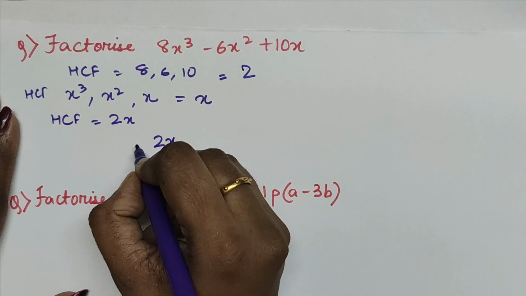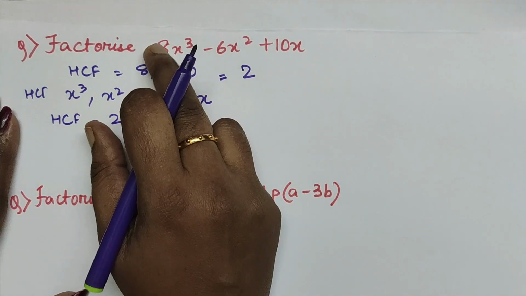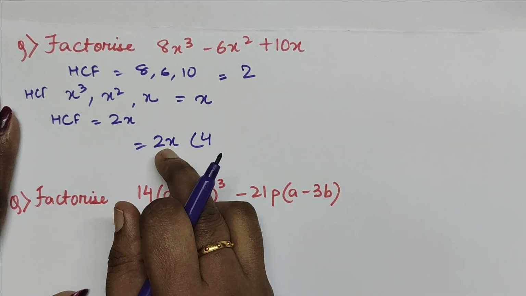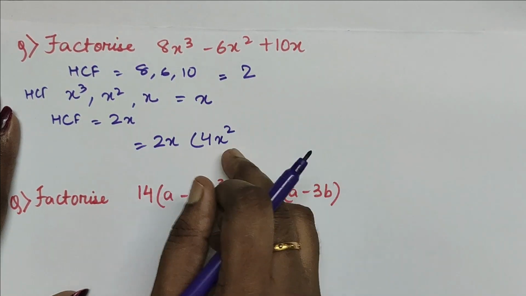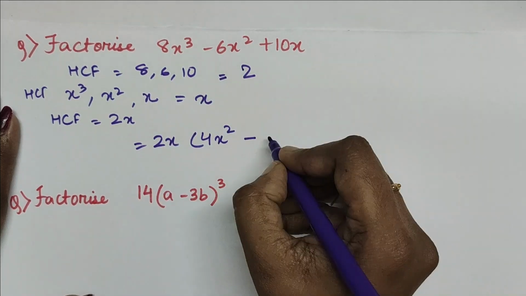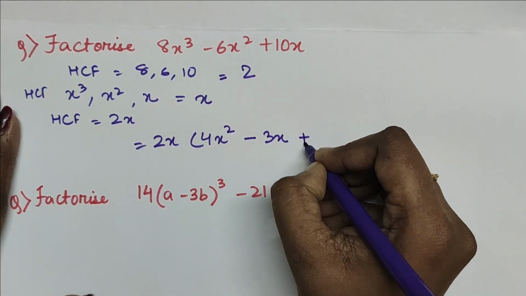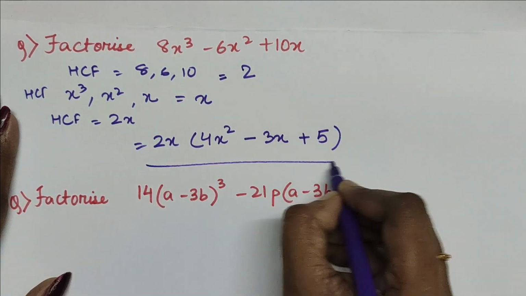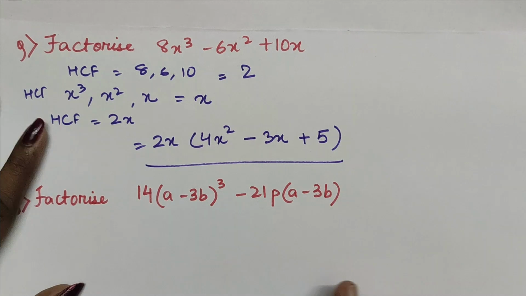So if I take 2x common, what will I multiply to get 8? I will need 4. X is once here, so I need 2 more x's so that it becomes x cube. Minus, as it is minus here, 2 into 3x plus 5. X is already there, so I need not write. So this becomes my factorized term.